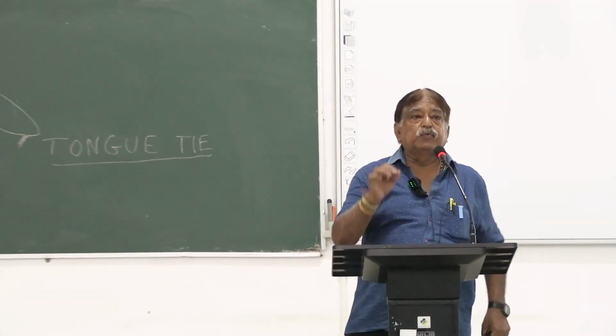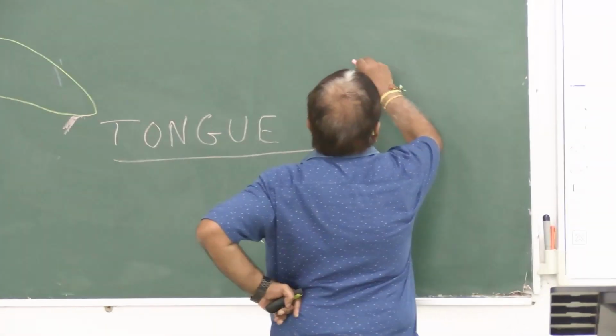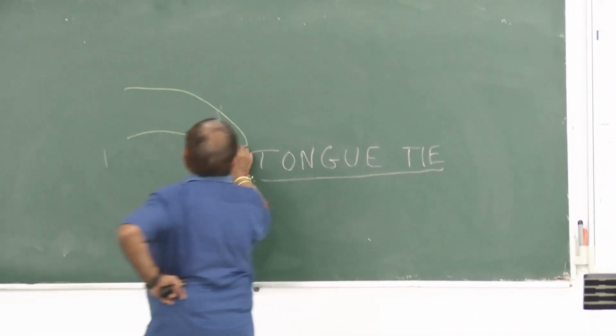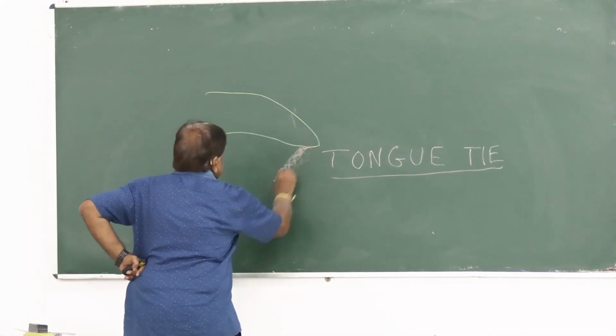Now this tongue tie has to be operated at the earliest. Previously, we general surgeons used to operate on it, but now it is in the domain of the dental surgeon. So if a patient comes to you in the outdoor, you recommend to visit the dentistry department. It is a simple operation for the tongue tie.